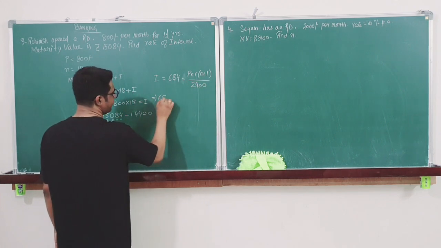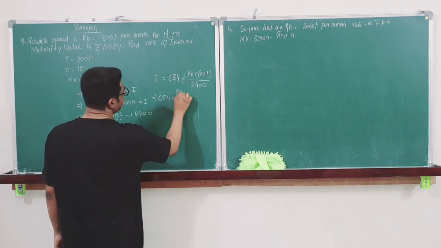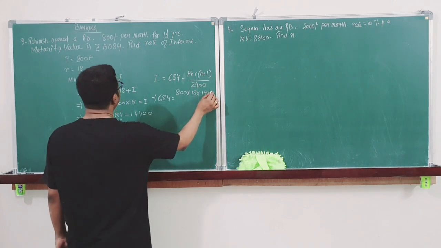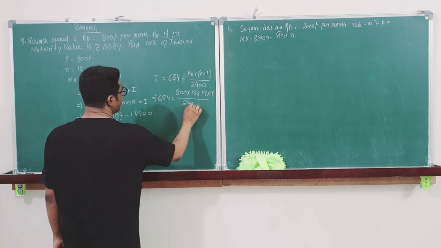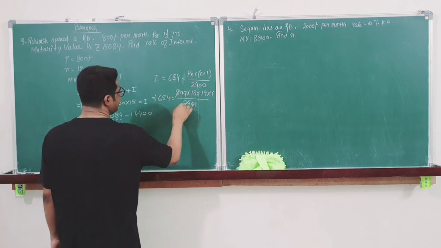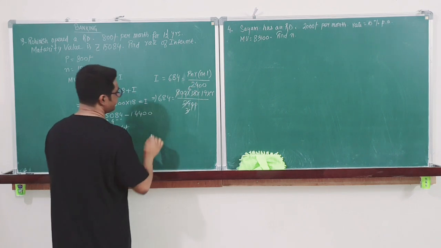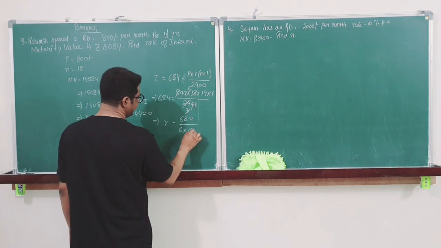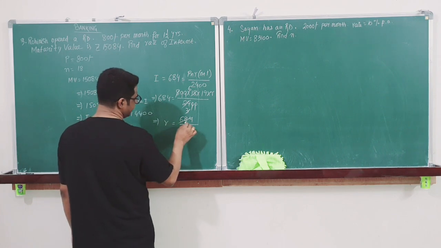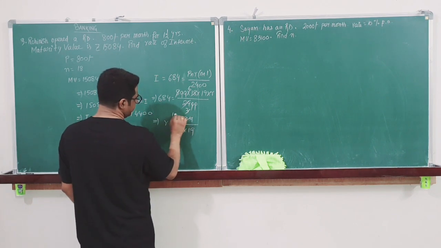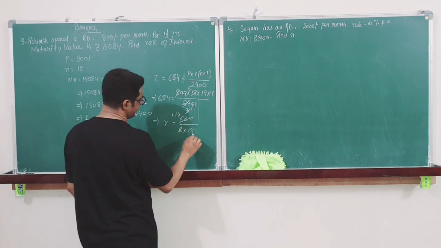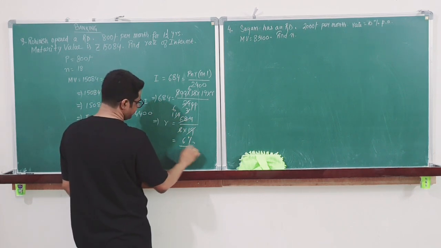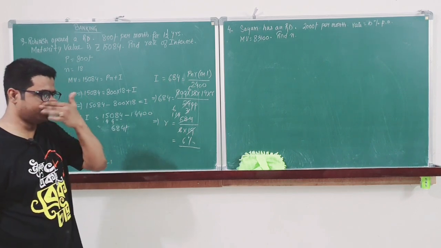So 684 is equal to, principal is 800 into n is 18 into n plus 1, 19, into r, I have to calculate, divided by 2400. 00 cancels out, 3 6. So r is equal to 684 divided by 6 into 19. So this will go, I think, 114. 6% answer.